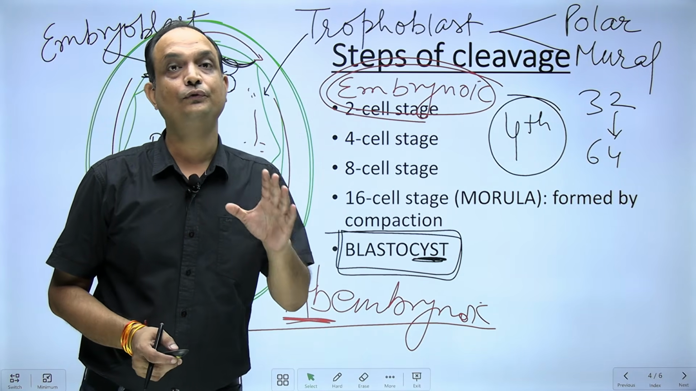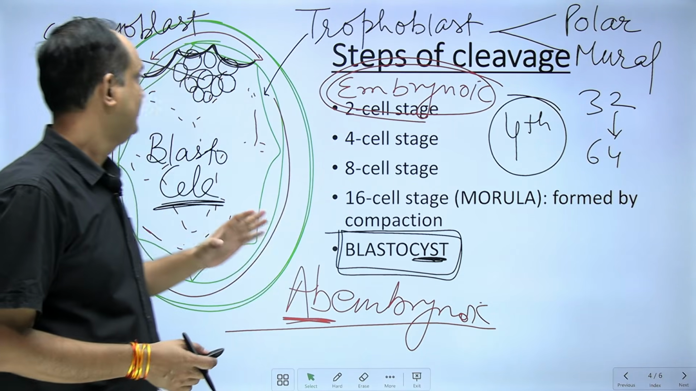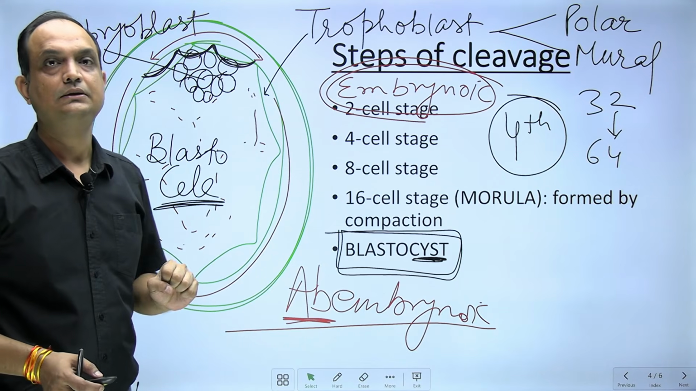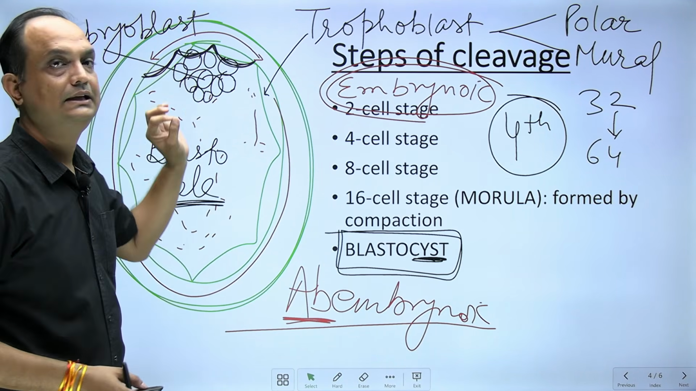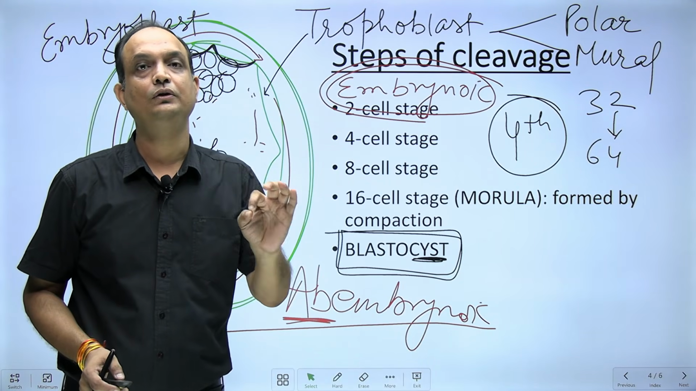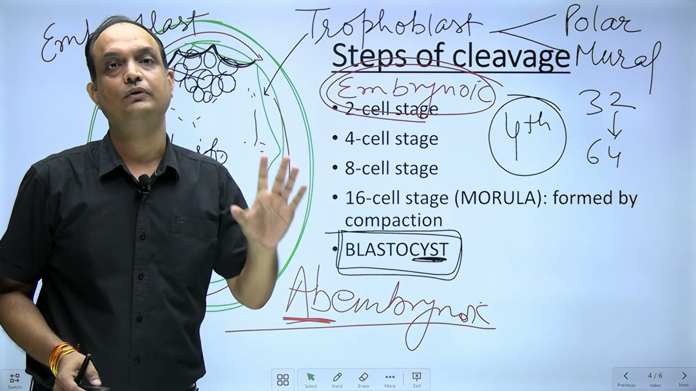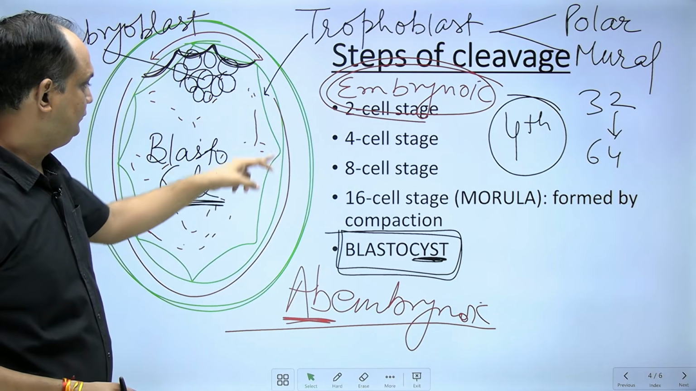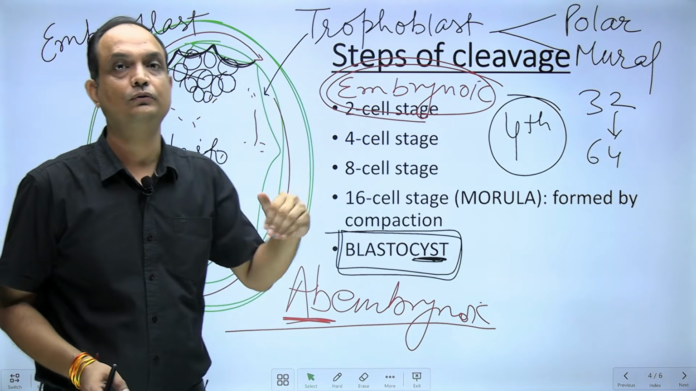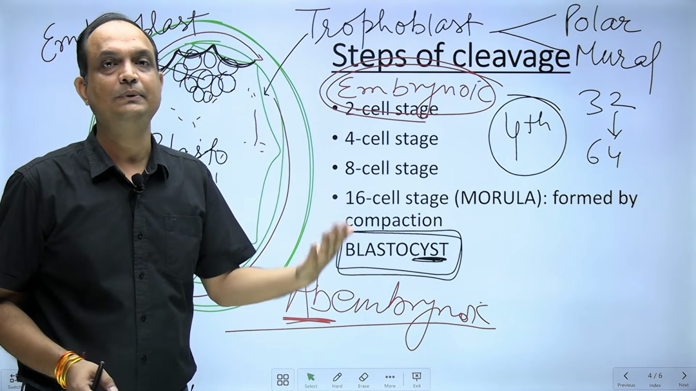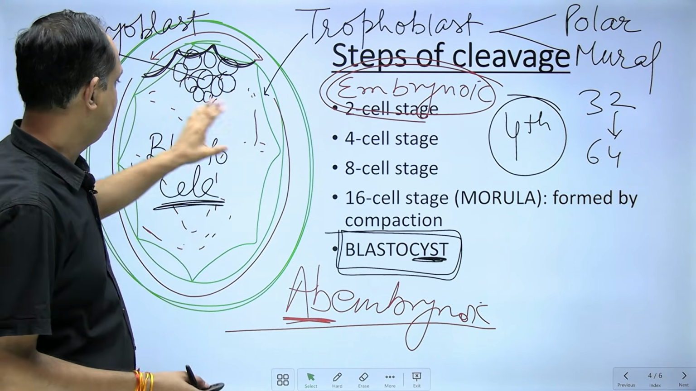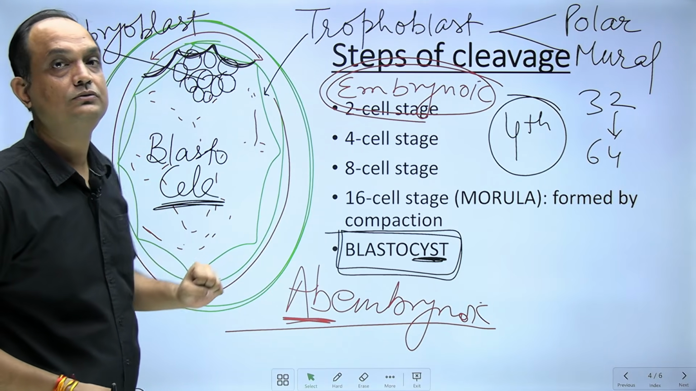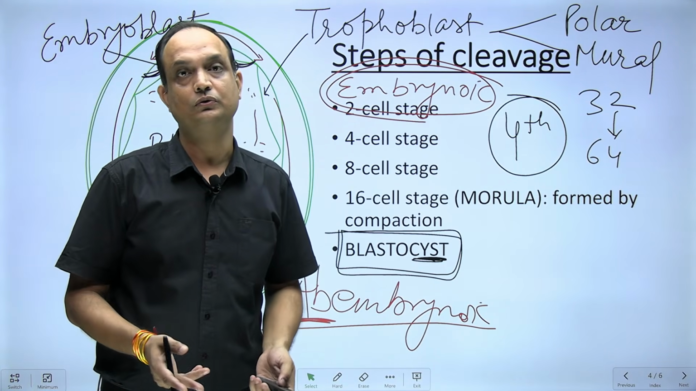So what is the fate of these three parts? What is the fate of embryoblast? I told you that these are pluripotent cells, and embryoblast cells are going to form the tissues of the embryo. What is the fate of trophoblast? The trophoblast is going to form extra embryonic tissue. Tropho means nutrition, so they are going to form the placenta. And what is the fate of the blastocele? The blastocele is going to form your yolk sac.